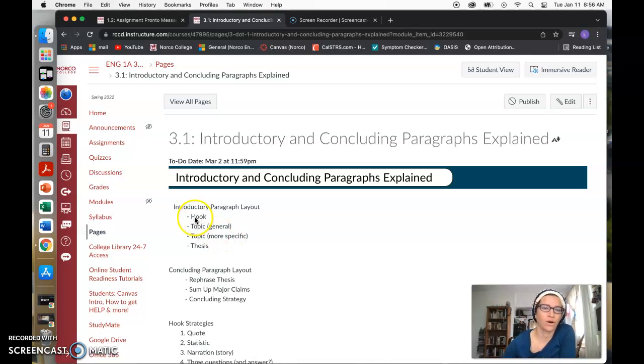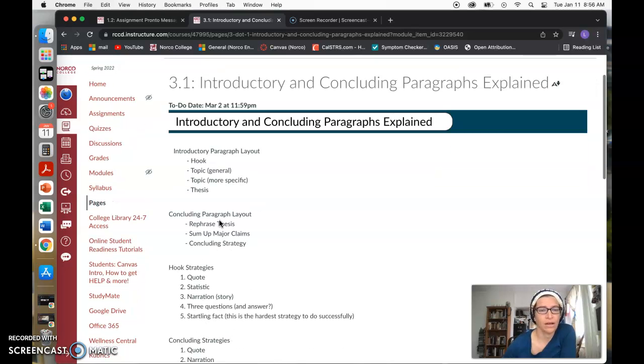So you're going to start always with a hook, and please make sure that it is an interesting hook. And how you create an interesting hook, how you start your essays, you're going to look at where it says hook strategies. So you could start with a quote, a statistic, a narration, maybe 3 questions, or a startling fact. These are the most common ways to start an essay. So if I ask you, what was your hook, and you don't know, that means you didn't apply or use one of these strategies.